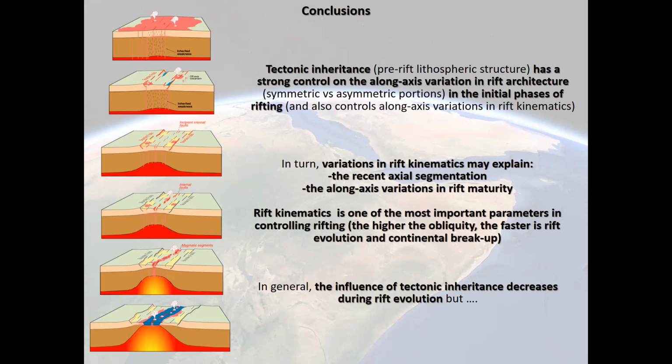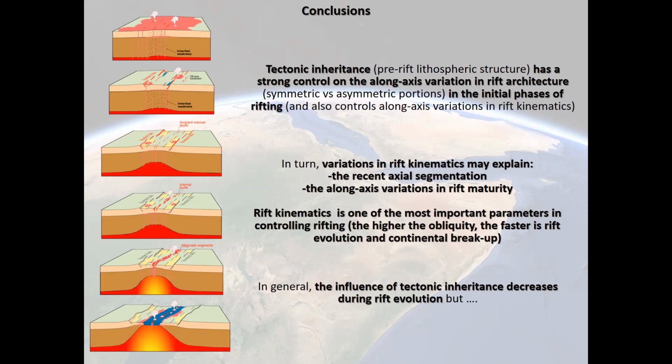And in turn, the variation in rift kinematics may explain the recent axial segmentation of rifting, but also the along axis variation in rift maturity, because the higher the obliquity, the faster is this migration from marginal deformation to axial deformation.